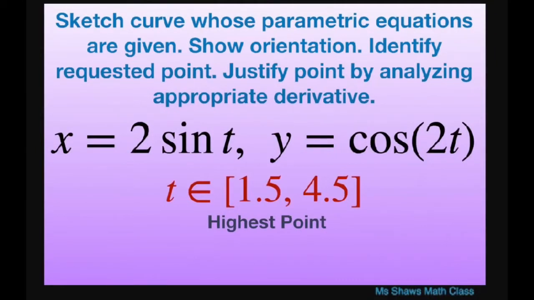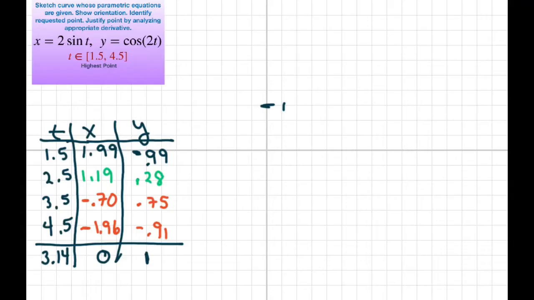Everyone, we're going to sketch the curve whose parametric equations are given, show the orientation, and identify the requested point. We're going to justify our point by analyzing the appropriate derivative. We have t in the interval from 1.5 to 4.5. So what I did is I went ahead and evaluated some of these points.